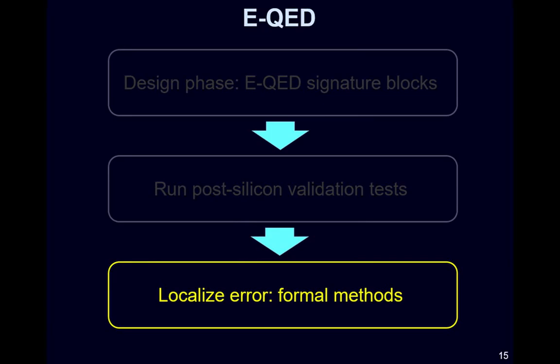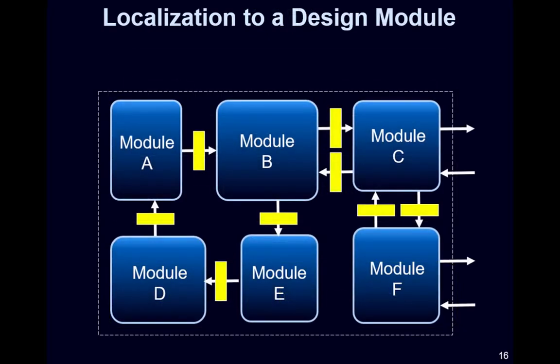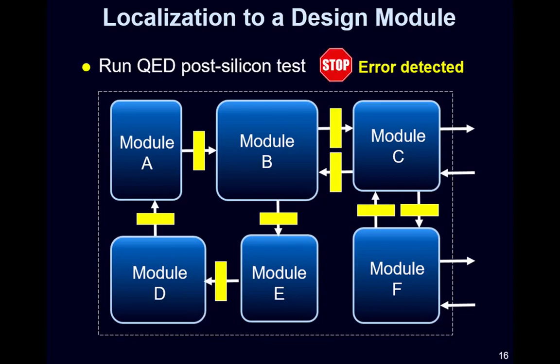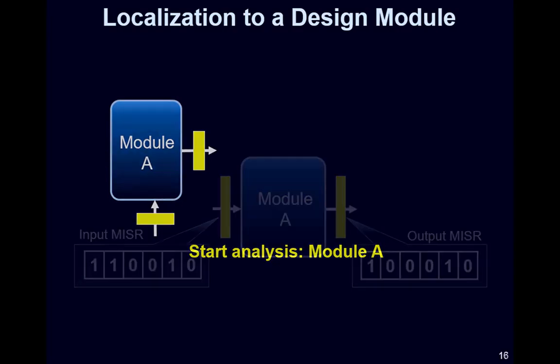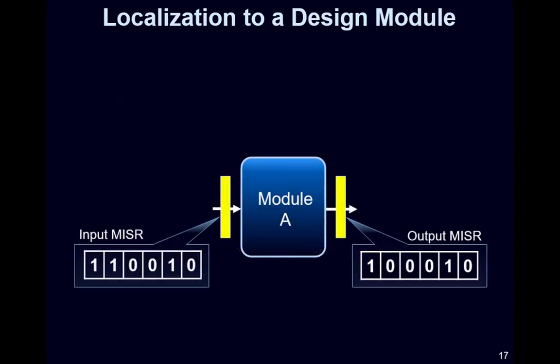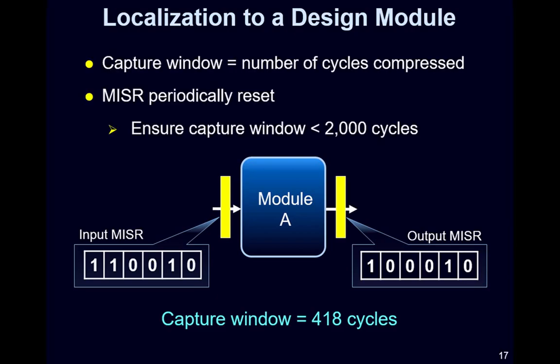So once you've detected the error, we can go into localizing it using formal methods. Let's go back to the design that we had earlier. As you can see, we have these 6 modules and the E-QED signature blocks inserted at their internal interfaces. Now we run our QED post-silicon test, and we stop once an error is detected. At this stage, we would perform analysis of each of the modules independently. For the sake of an example, we're going to start by looking at Module A. Along with Module A, we have the final signature values at the input MISR and the output MISR. There's one other crucial piece of information that we need, and that's the capture window, or the number of cycles compressed into the signature.